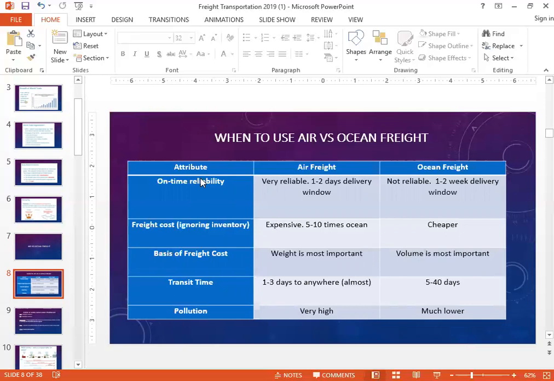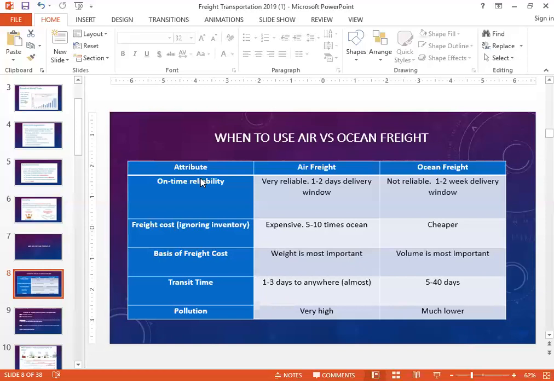All right, now the basis of the cost. Generally when you are sending something by air, it will be weighed, and you will be asked to pay the price of transportation according to the weight of the product. But when you're sending anything by ship, the volume, meaning the space that the good is taking, is the main metric on which pricing is done. So that's a key differentiation between the two.